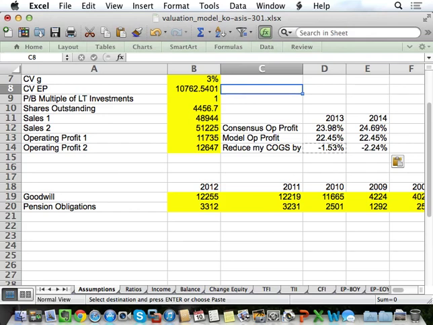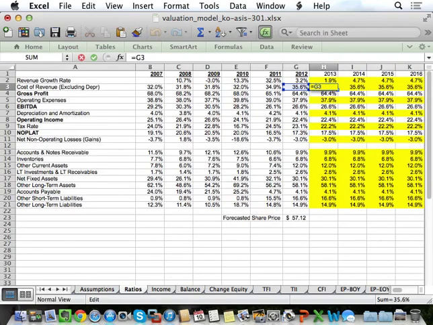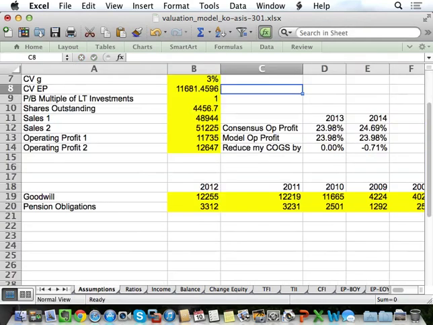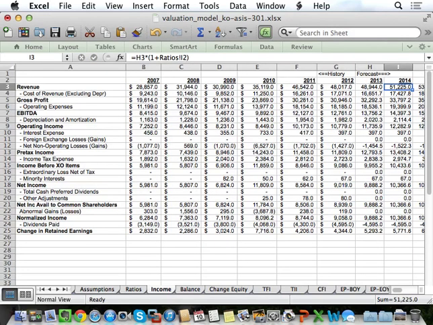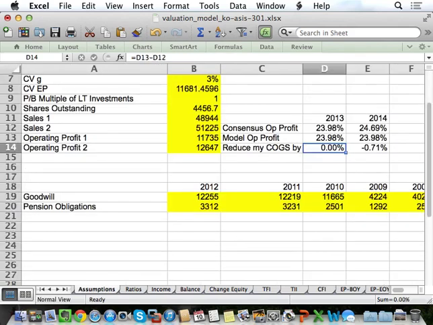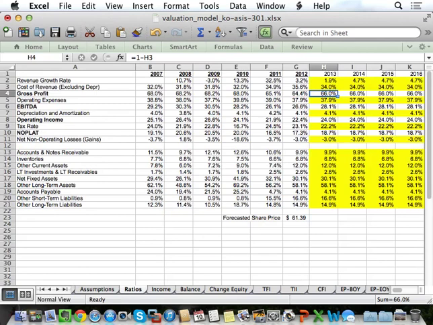So what I'm going to do here is go to my cost of goods sold in the ratios tab, and I'm going to subtract 0.0153 for year 1, which means these now match, which means in the income tab, my 2013 operating income, 11,735, matches 11,735. So what I did is I went to the ratios tab, took cell H3, which was already equal to G3, and subtracted 0.0153, the 1.53%. Because we said that's how much the cost of goods sold would have to go down by, minus 0.0153, in order to get the two to match.